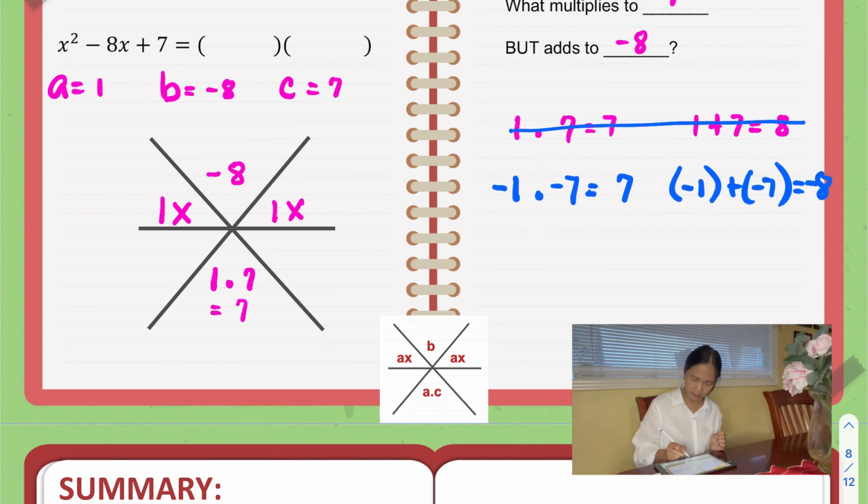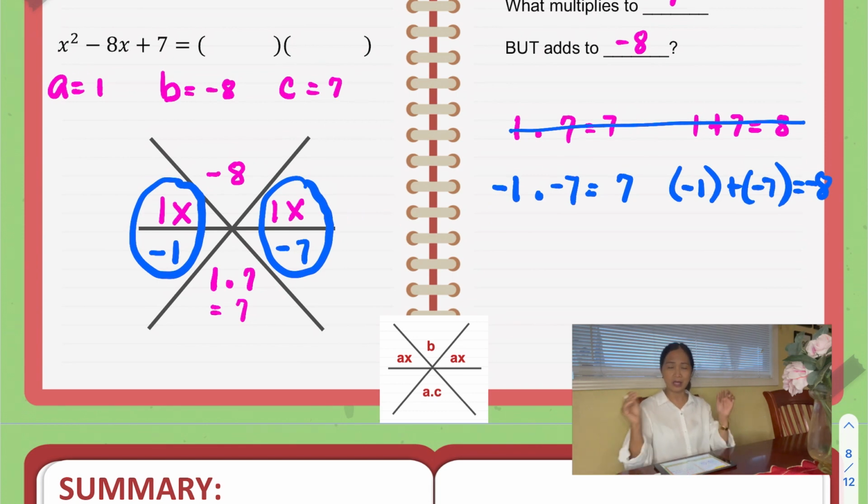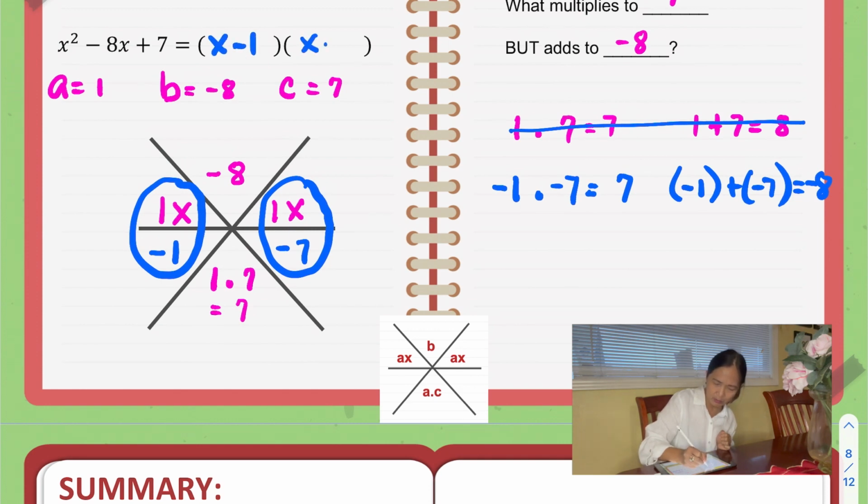And I'm going to write these numbers here, negative 1 and negative 7. Therefore, these are our binomial factors. And I can already put it in my parentheses, x minus 1 and x minus 7. These two are equivalent expressions. x squared minus 8x plus 7 is equal to x minus 1 times x minus 7.